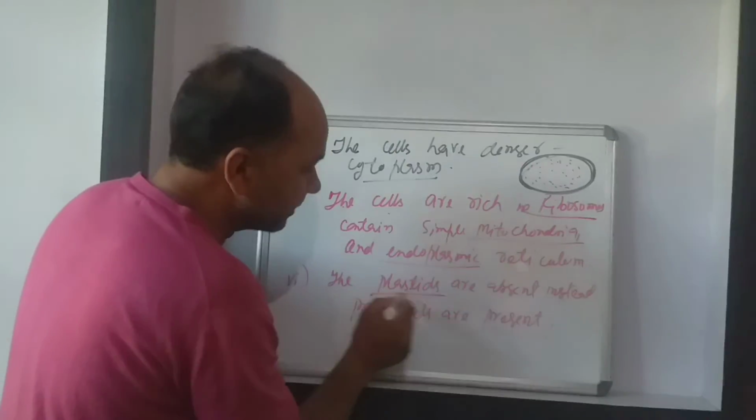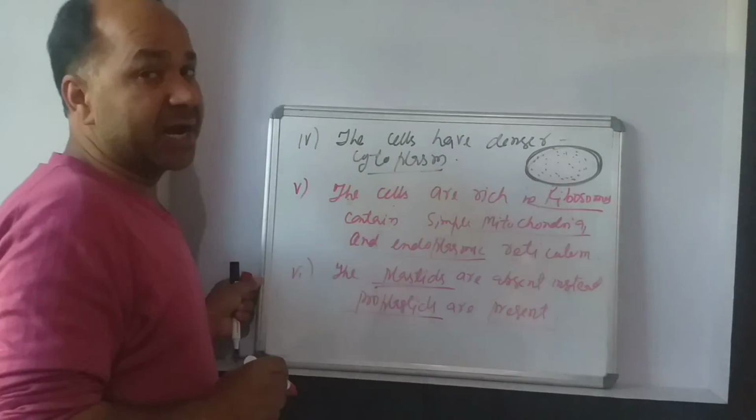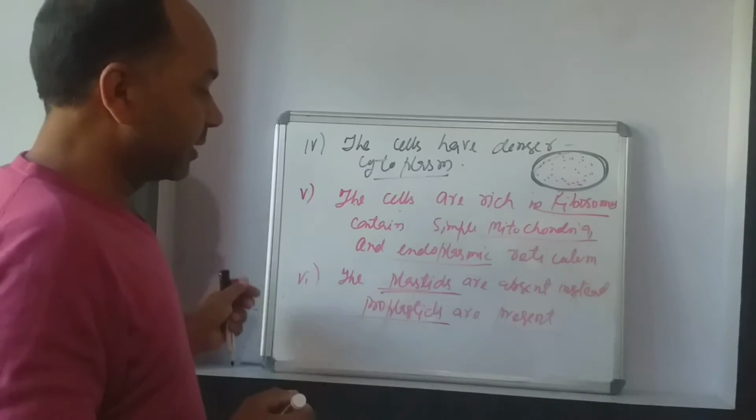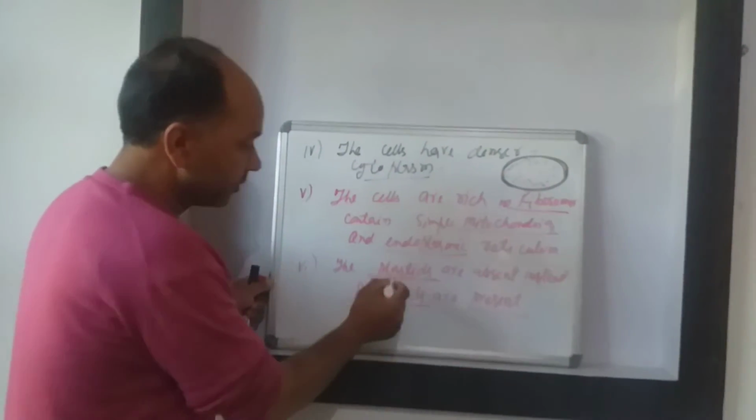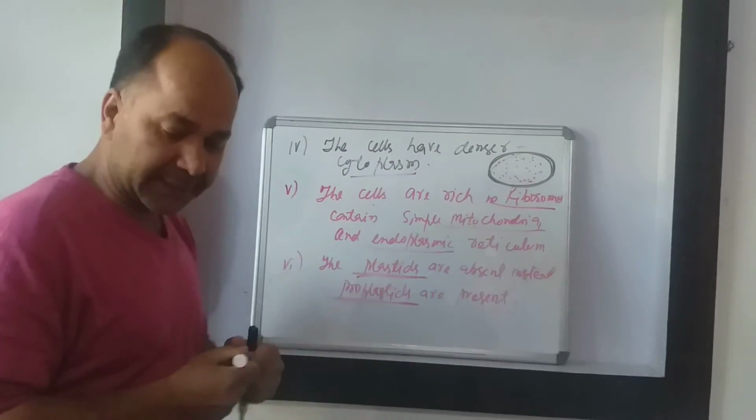Plastids are absent. Please remember it. Instead of plastids, proplastids are present, from where plastids are then formed.